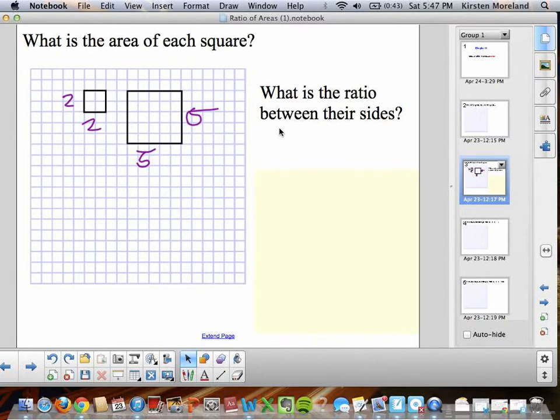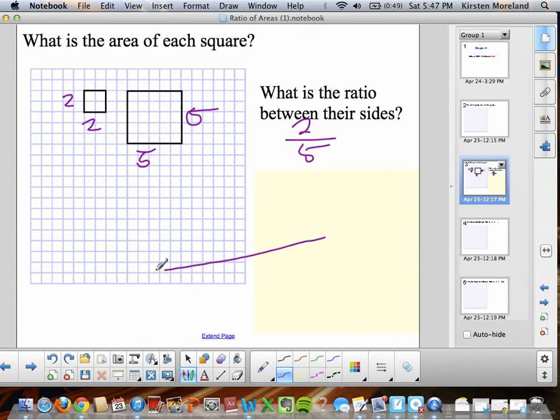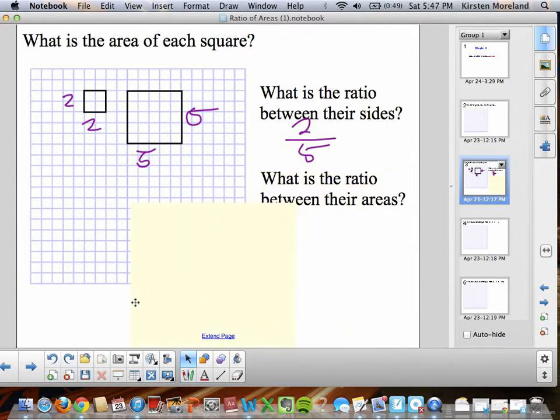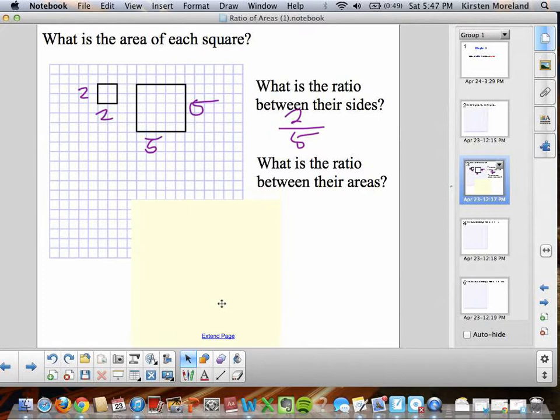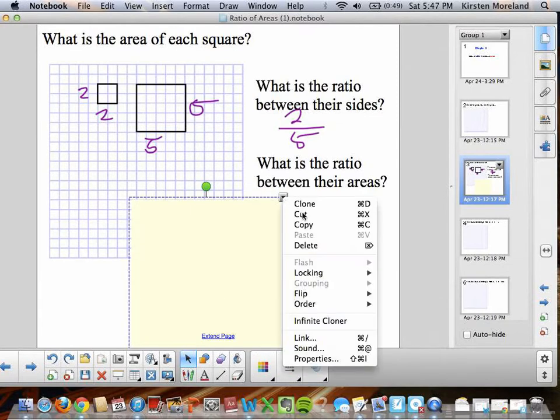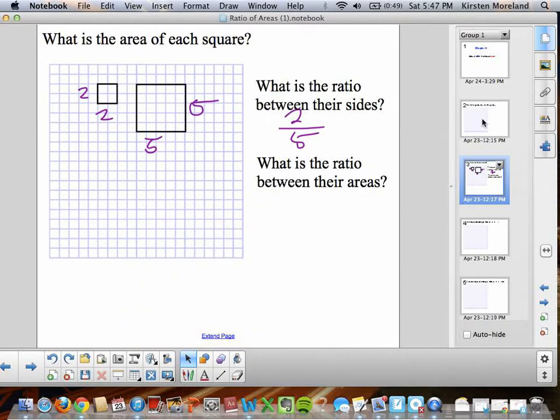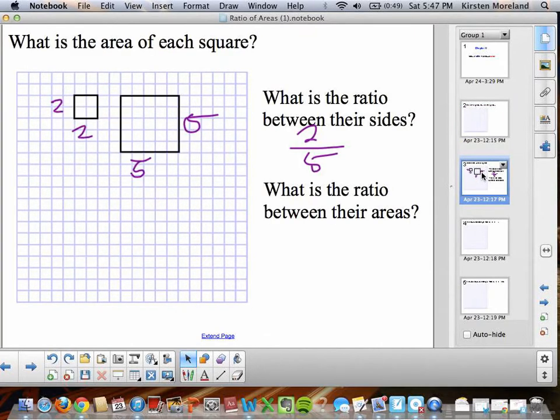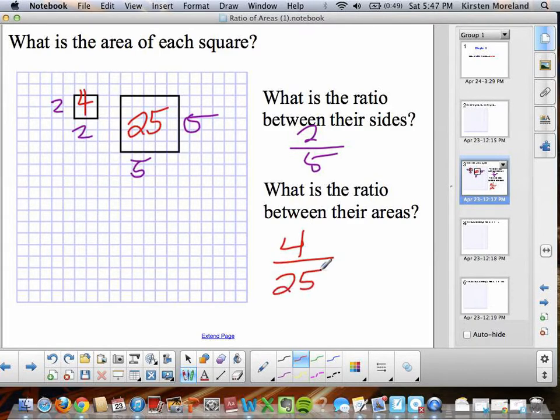So the ratio between the sides is 2 to 5. And the second one is, what is the ratio between their areas? The area of this one is 4, and the area of this one is 5 times 5, which is 25. So it's going to be 4 over 25.